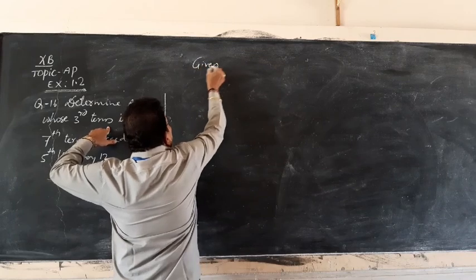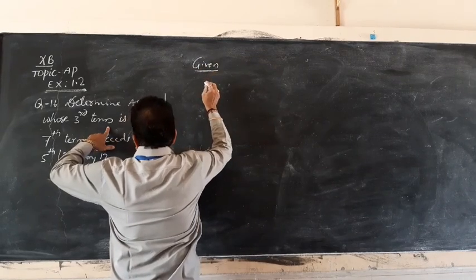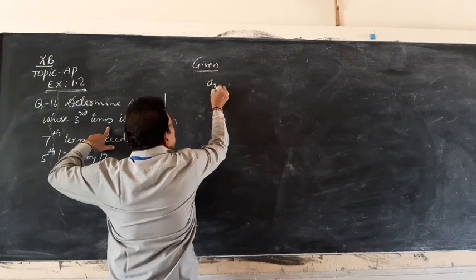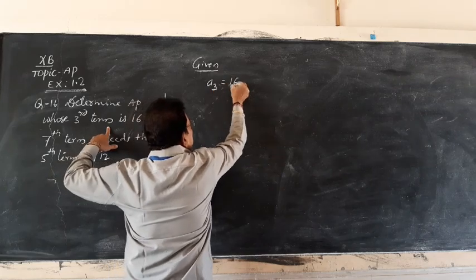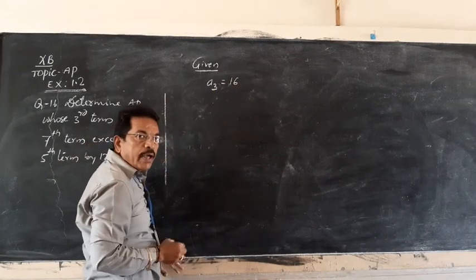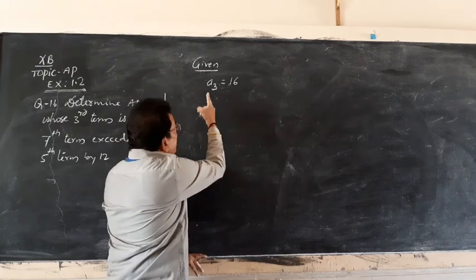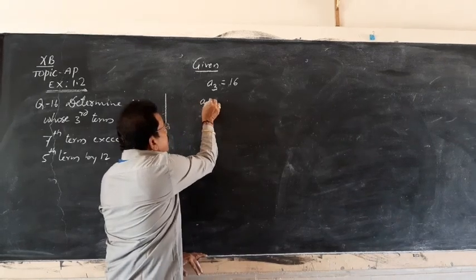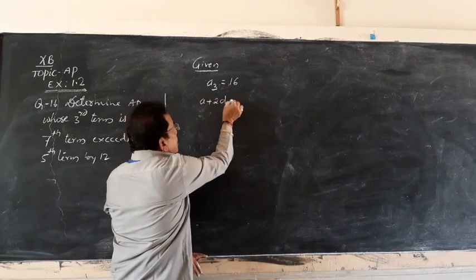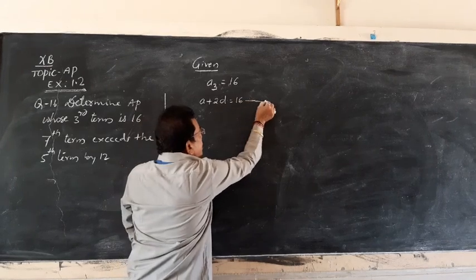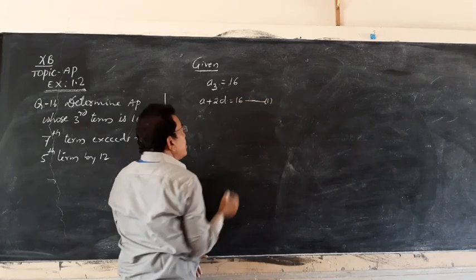The third term is given as 16. A3 equals 16. Now write the meaning of A3: A3 means A plus 2D equals 16. Call this equation 1.